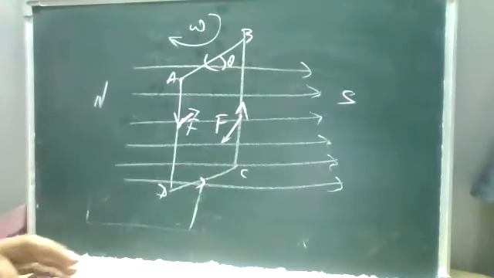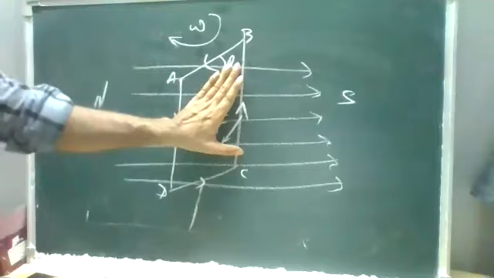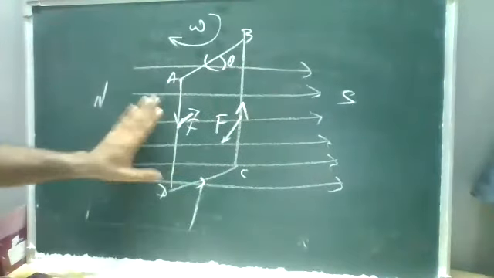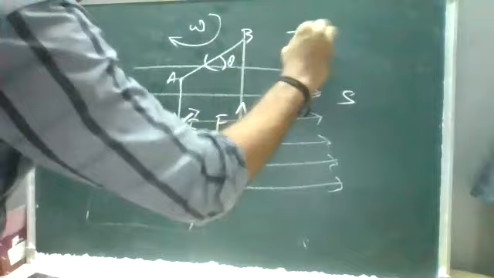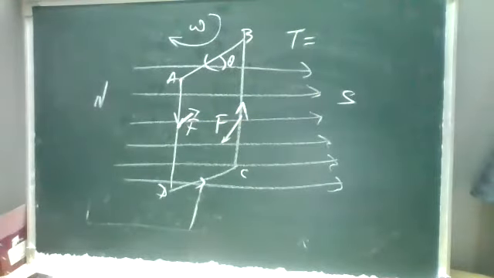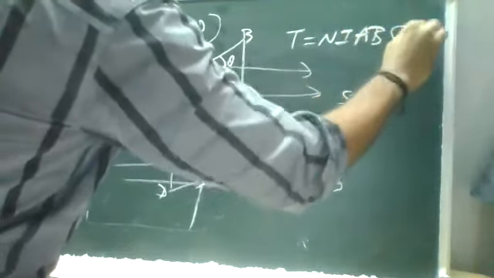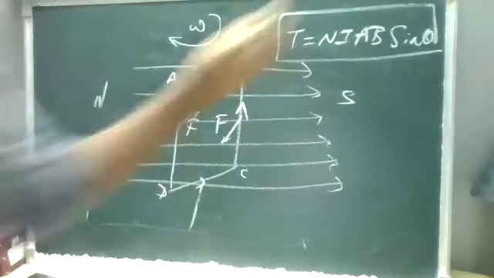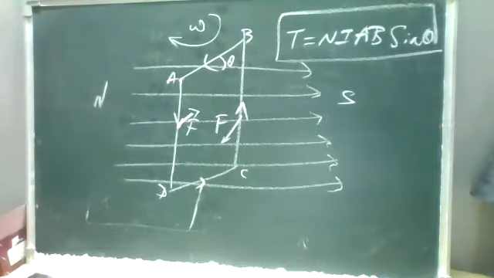Again, the force relation is F equals BIL sin theta, because it is getting affected. Both forces are in opposite directions, so they will try to repel. The formula for torque is T equals NIAB sin theta. This is your torque because of the movement here. Remember this: T equals NIAB sin theta.